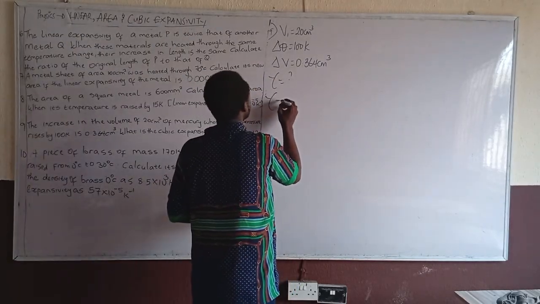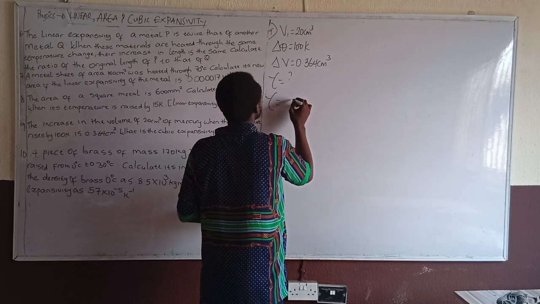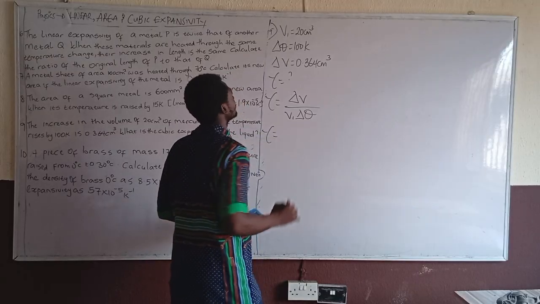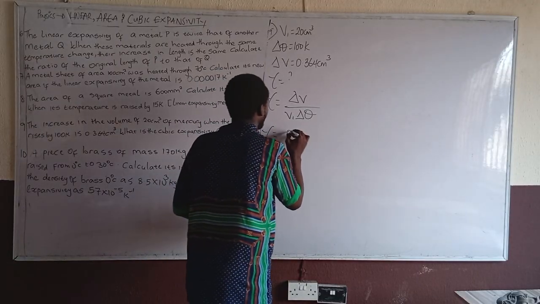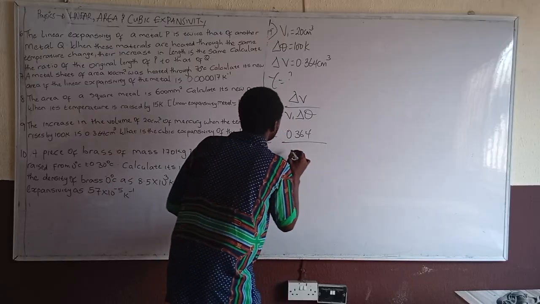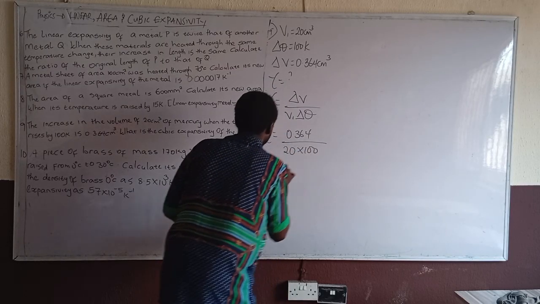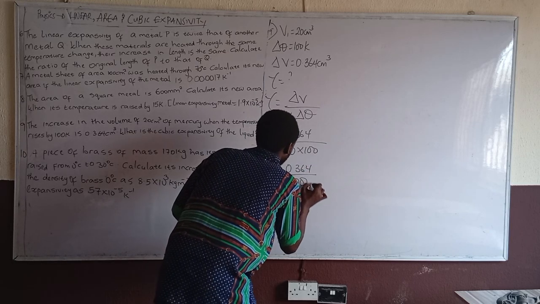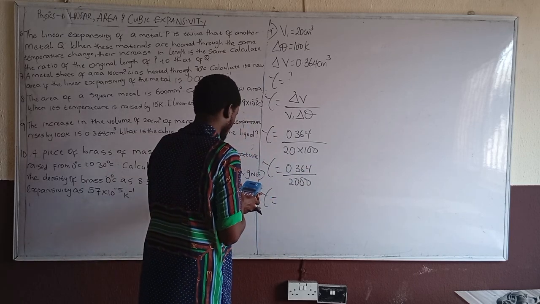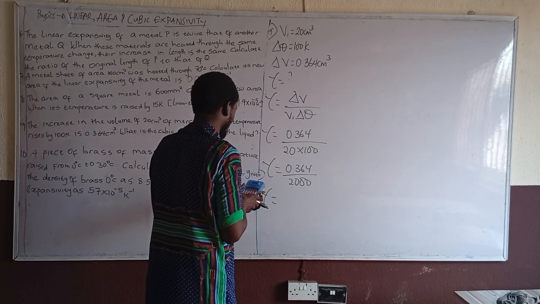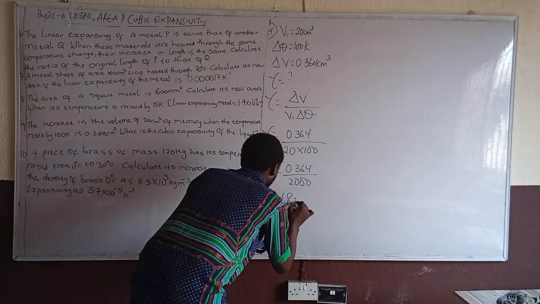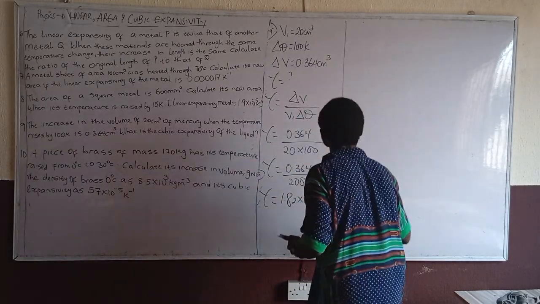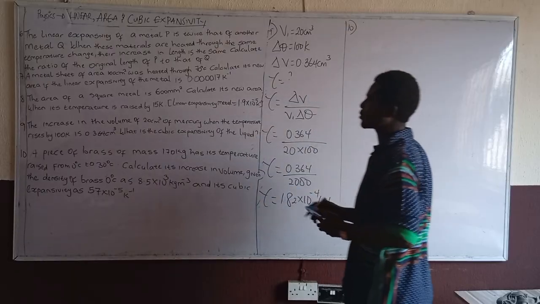So gamma is delta V over V1 delta theta. So gamma, delta V is 0.364, V1 is 20 times 100. Gamma is 0.364 divided by 2000. That is 1.82 times 10 raised to the power minus 4 per Kelvin. So we solve number 10, which is the last question.